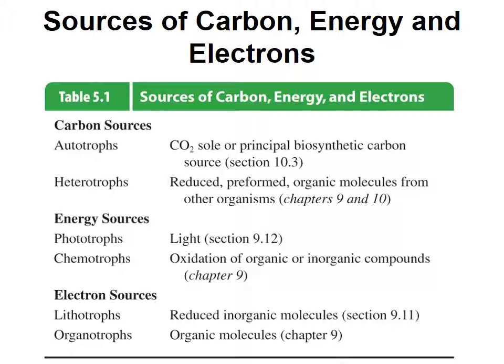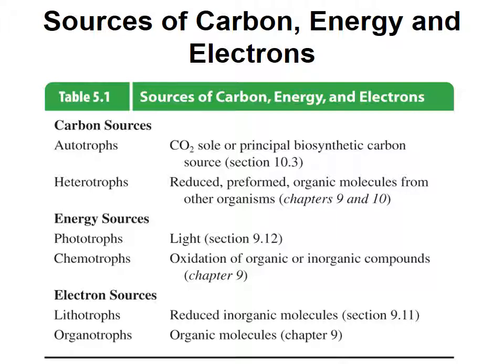Our second classification here is according to energy source. There's only two available here. Phototrophs will use light as their energy source, and chemotrophs will derive their energy from the oxidation of organic or inorganic compounds.